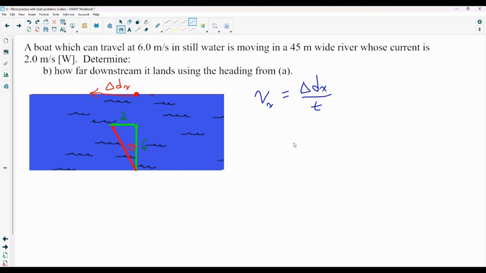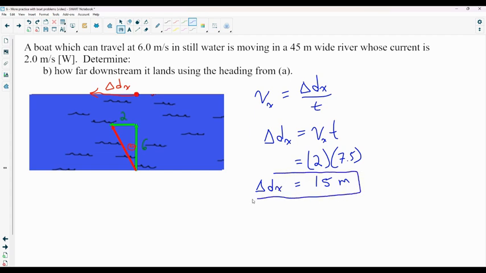And we say, okay, we want our displacement. So I'll multiply both sides by t to move it to the other side. We rearrange our formula. Our displacement in the x direction is our velocity in the x direction times the time. Our velocity in this case is 2. Our time we calculated in the last problem was 7.5 seconds. So we end up with 15 meters. Let's put a box around that to show we got our final answer. Okay, so it ends up 15 meters downstream.